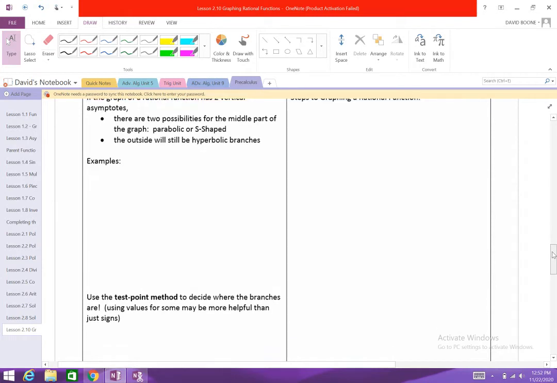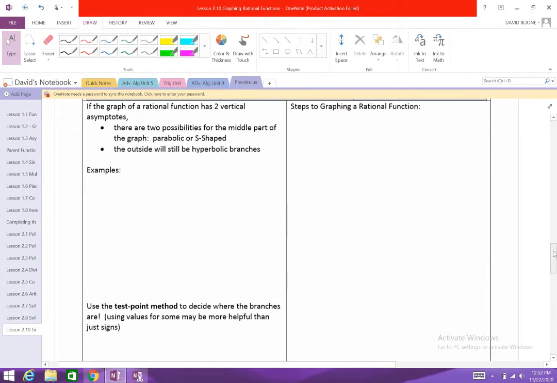Let's take a look at those vertical asymptote pieces. It says there are two possibilities for the middle part of the graph. It's either parabolic or it's S-shaped. So, for example, I might have a graph that looks like this. Let's just say here's my y-axis, but maybe I've got a vertical asymptote here, and I've got a vertical asymptote here, and then maybe I've got a horizontal asymptote right here.